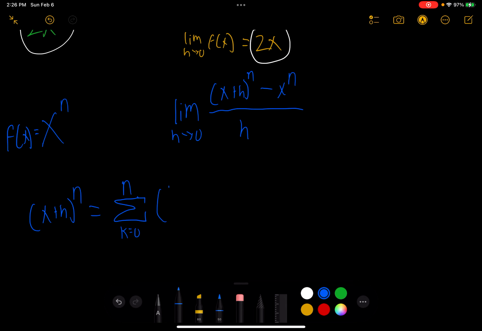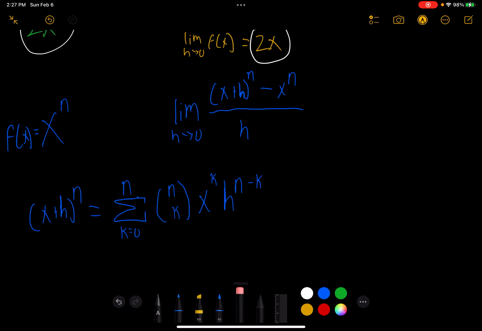There, n choose k. I'll explain this later, how this comes into all this. Times x to the k times h to the n minus k. I realized that my h's look a lot like n's. This is going to get confusing if I don't make sure that this is well defined here. But okay, then, how does this help us one bit?